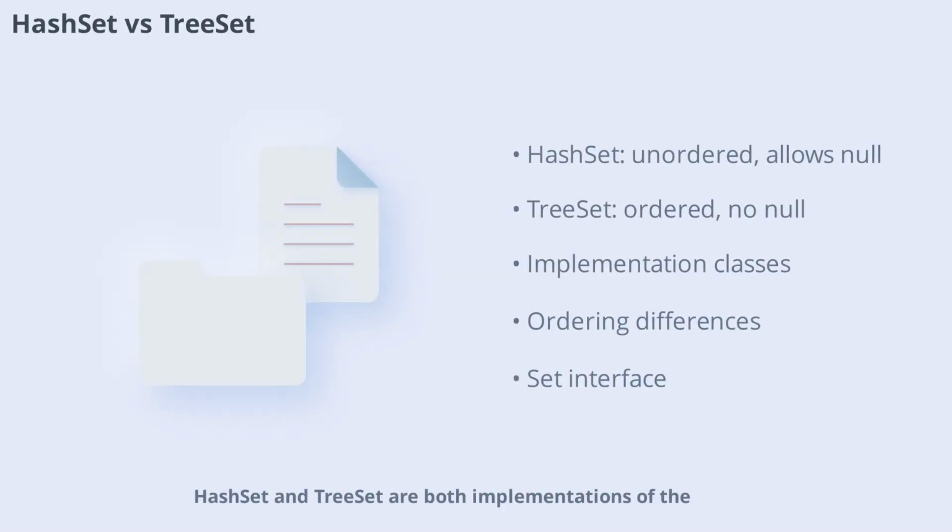HashSet and TreeSet are both implementations of the Set interface but differ in ordering and null handling. HashSet is unordered and allows null elements, while TreeSet is ordered based on natural ordering and does not allow nulls. HashSet is implemented by the HashSet class and TreeSet by the TreeSet class. Choose based on your need for ordering and null support.